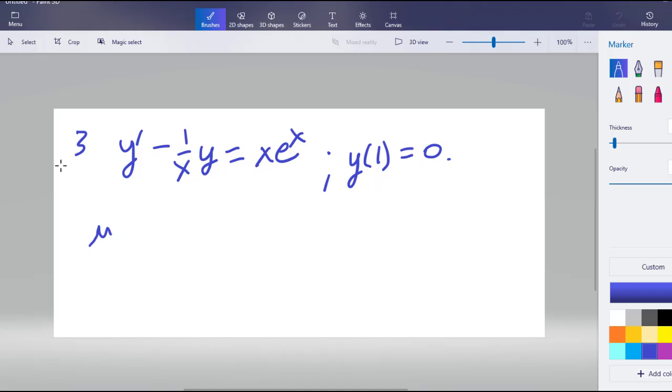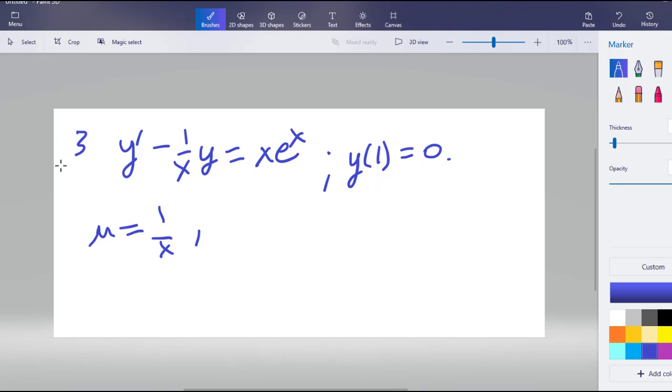We already know the integrating factor from the last problem. The integrating factor is 1 over x. We don't need to do that again. And if I give you something like this on the exam where you get the same integrating factor on 2 problems, you don't have to do the work twice.